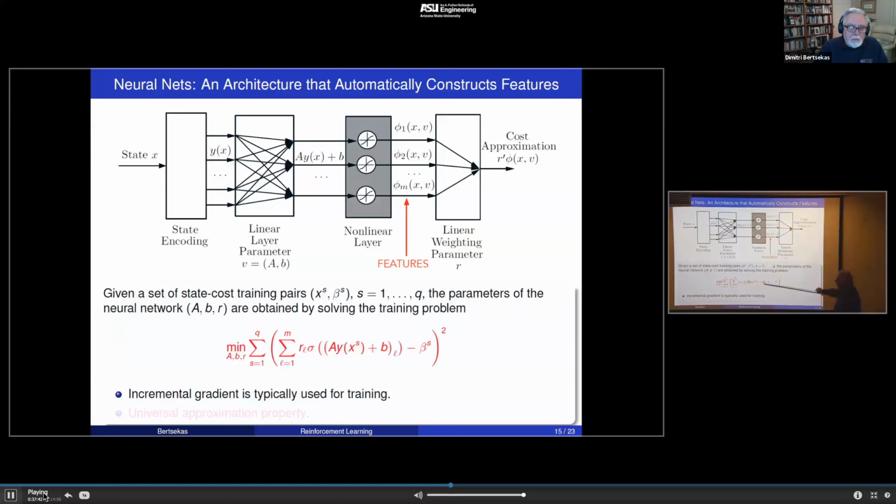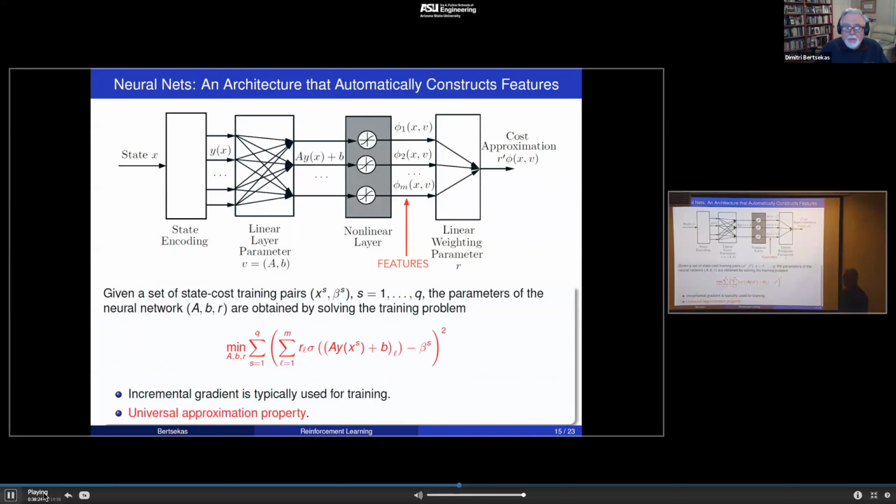So this is a nonlinear cost function, a sum of squares, and we can use the incremental gradient method to do this minimization. That's the way usually it's done. An incremental gradient method on this thing here, plus perhaps some regularization. Sometimes there's a regularization term that's being added here. And we find the minimum, which gives us the parameters of this linear layer and the parameters of this final linear layer again. And that's our approximation architecture.